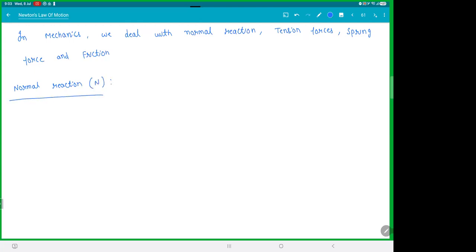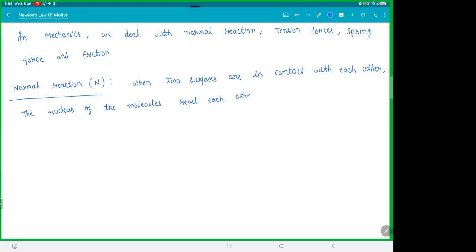Normal reaction, symbol is N. When two surfaces are in contact, the nucleus of the molecules repel each other, generating a force along the common normal. And you already know what a common normal is. Last class we discussed.